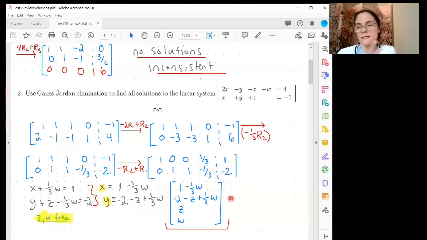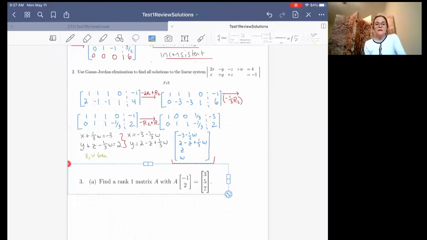I could have called them zt and wr or something like this, but they're already letters. So anyways, this is my final answer. This is all solutions, and we have infinitely many of them. So I have space here just for 3A, and then I'll move to the next page, where we can do the rest of 3.